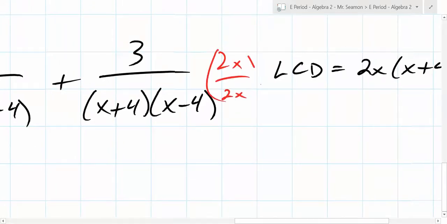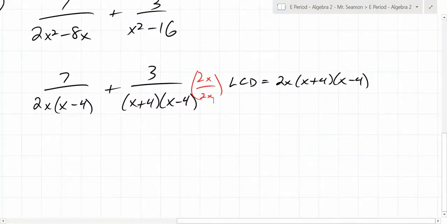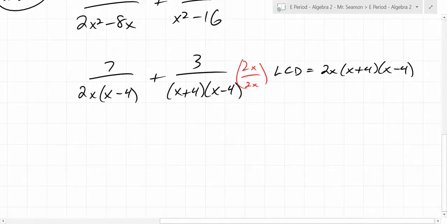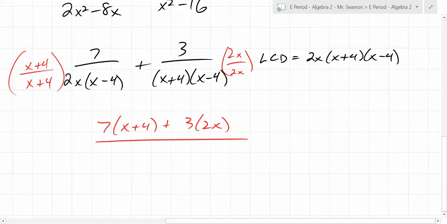When you do your work, make sure you actually write out what you're saying. Some of you are like, I'm going to multiply by 2x, but then you also multiply it in the denominator. You have to write out what you're saying and say what you write out. So on this one, what's missing on the other side over here? X plus 4 over x plus 4. So what does this become? 7 times x plus 4 plus 3 times 2x. And what's the new common denominator? 2x, x plus 4, x minus 4.